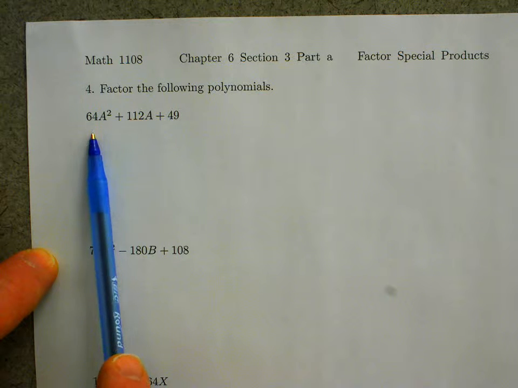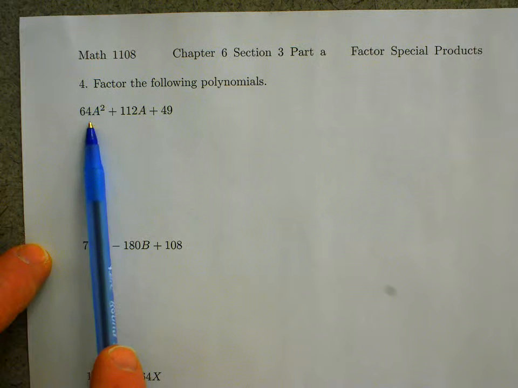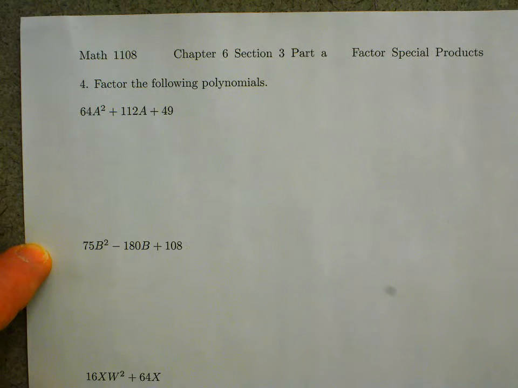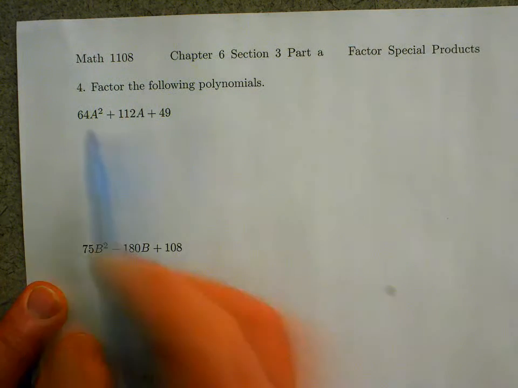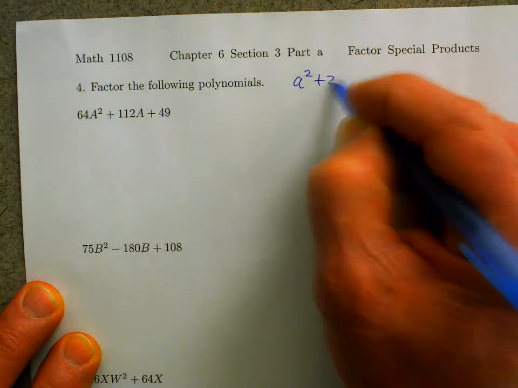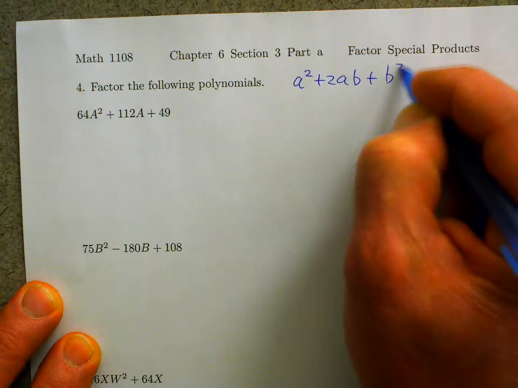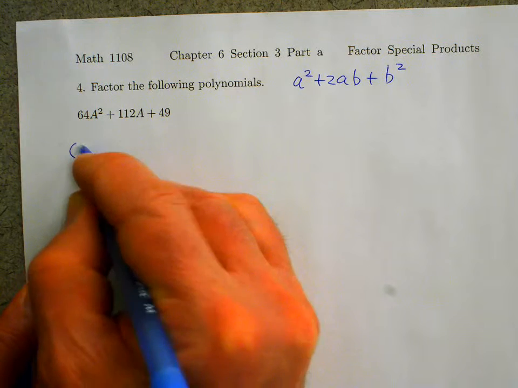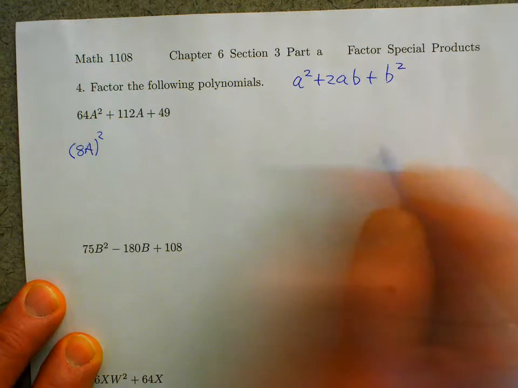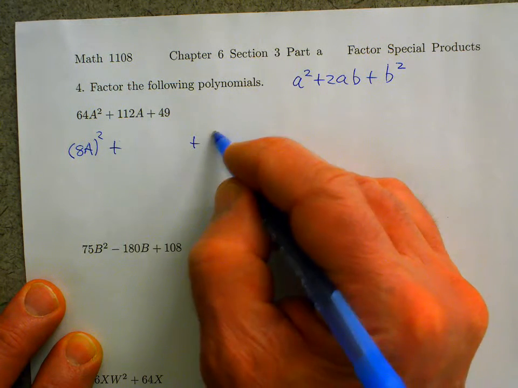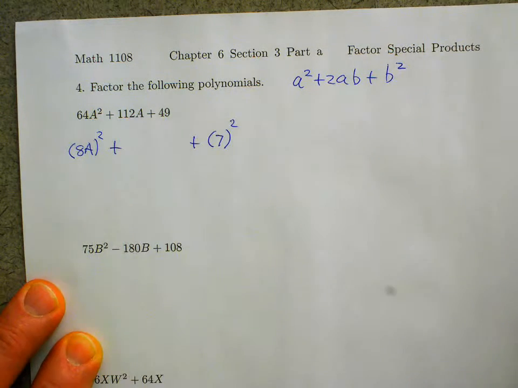So we might wonder if this is a perfect square trinomial because the term on the left is a perfect square and the term on the right is a perfect square. So maybe it's a perfect square trinomial, and we can test it. If this is a perfect square trinomial, it will have the form a to the second plus 2 times a times b plus b to the second. So the term that takes the place of a in this one is 8 times capital A, squared. The term on the right, 49. So 7 takes the place of b because we have 7 squared.